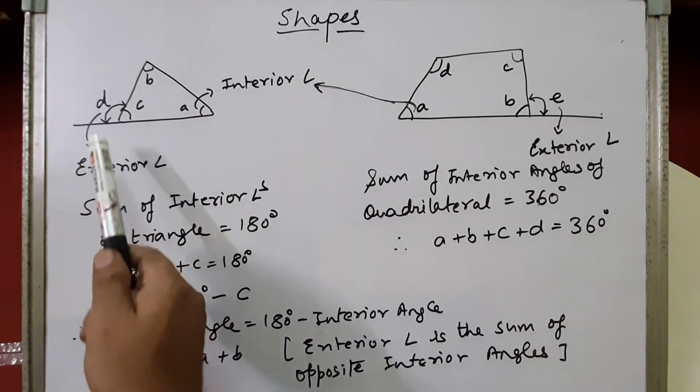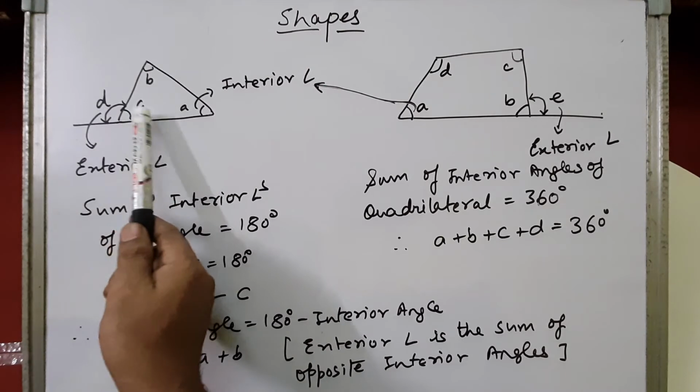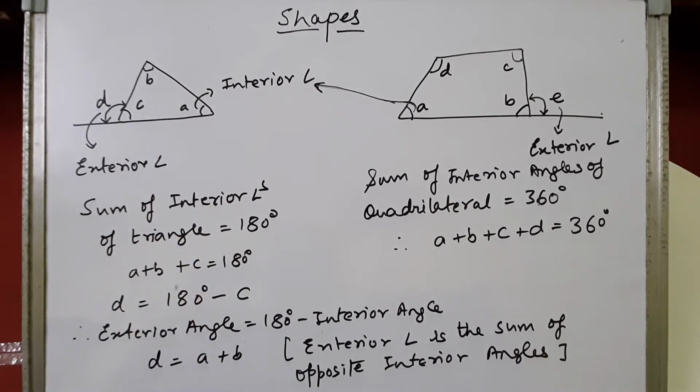So from here we can say that if we have to calculate the value of D, C plus D equals 180. So the value of D will be 180 minus C. Because these two are angles on a straight line, right?